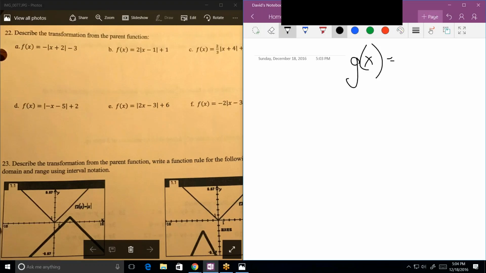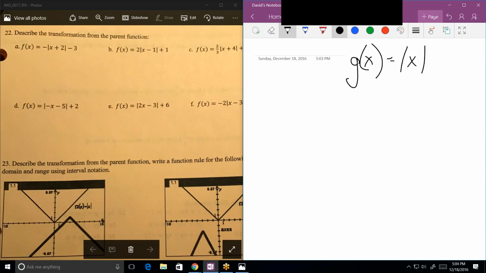You've only been taught like 10 elementary functions. You've been taught y equals mx plus b, that's one. You've been taught y equals x squared. You've been taught y equals square root of x. What would this parent function be? Would this be x squared?